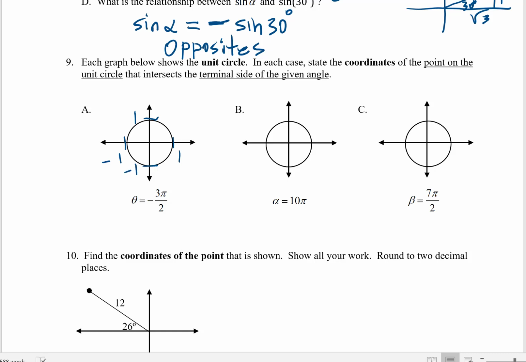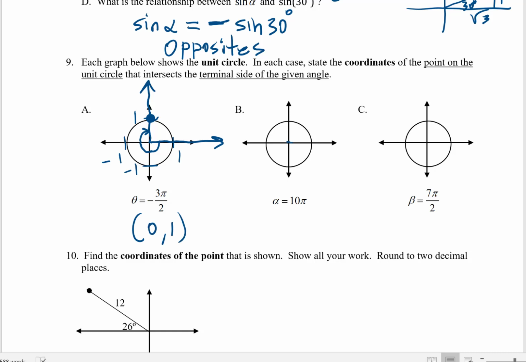My first angle is -3 pi over 2, so if I start at my usual spot, I'm rotating around clockwise. 3/2 is 1.5, so -1.5 pi. Let's see, here's half a pi, and then a whole pi, and then 1.5 pi takes me to right here. So here's my terminal side, and right here is the spot where the terminal side intersects the unit circle. That is, of course, the point 0, 1.